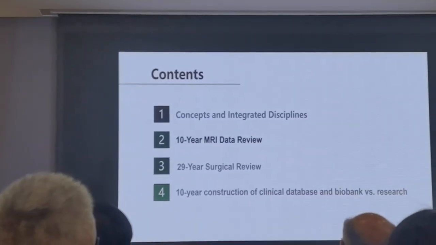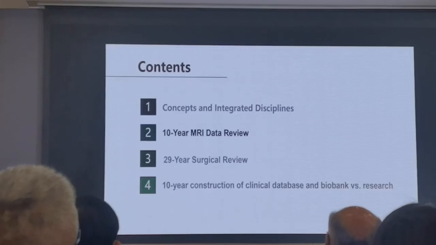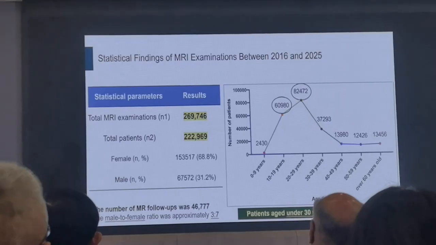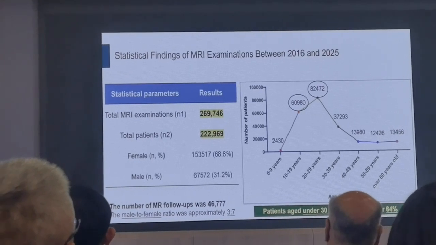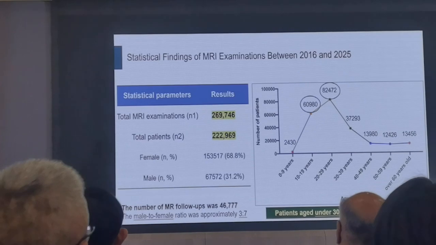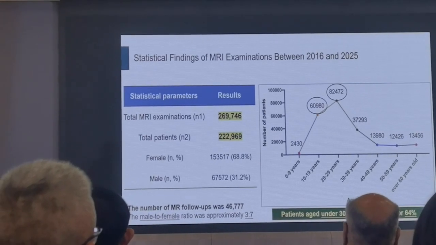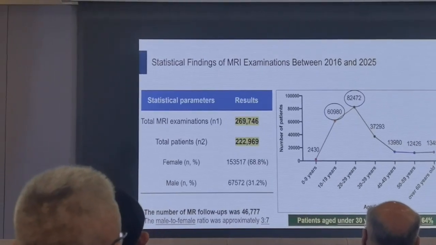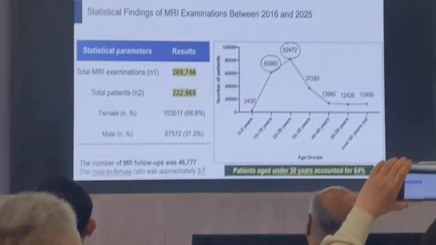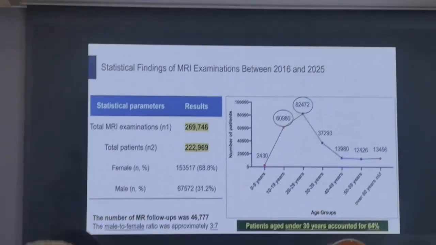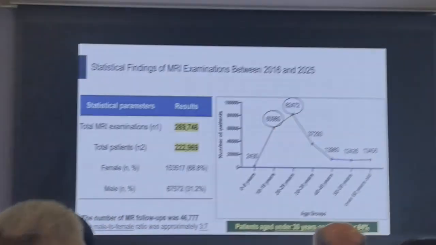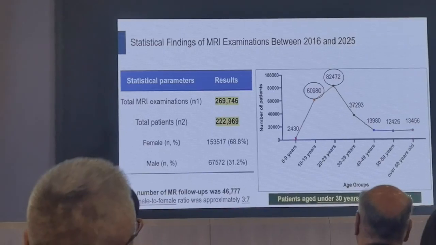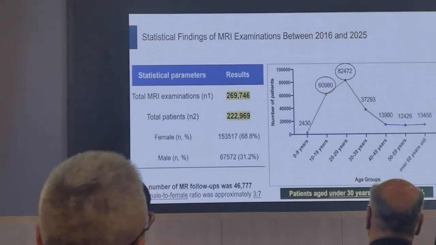And the second part is I will review the 10-year MRI data. I show you the result from 2016 to last year. That is the total number of MRI examinations, almost 270,000. And the total patients are more than 220,000. Why is there a difference?